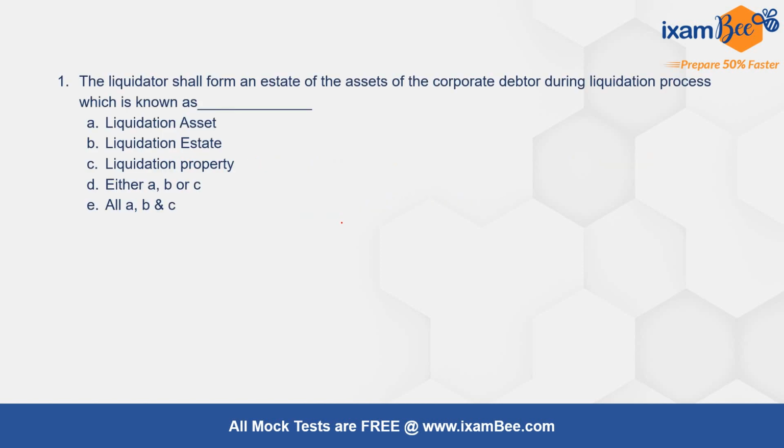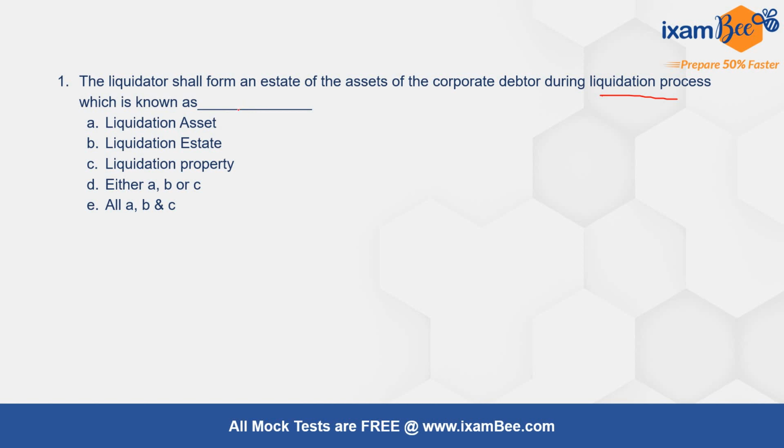So the very first question is, the liquidator shall form an estate of the assets of the corporate debtor during the liquidation process, which is known as. So when the liquidation process with respect to the corporate debtor begins, the liquidator who is appointed forms an estate of whatever assets the corporate debtor has, and there is a specific name which the Code has given to that particular estate of the assets of the corporate debtor. Which of these is the correct option? We have to look into that.